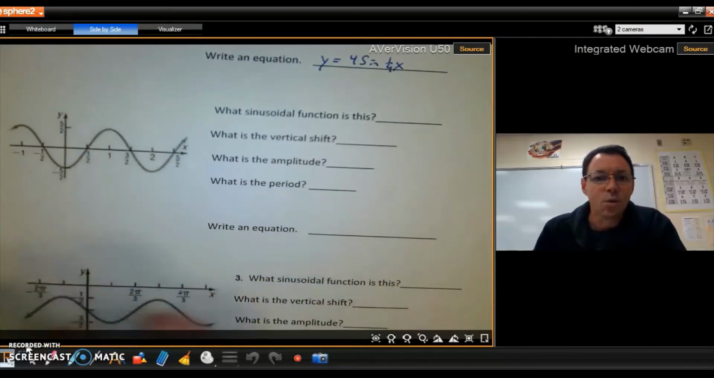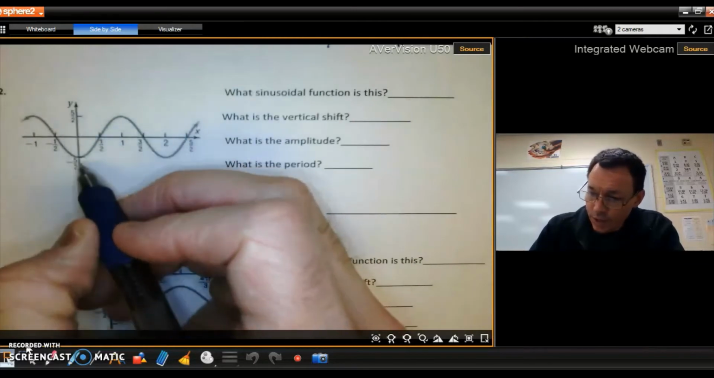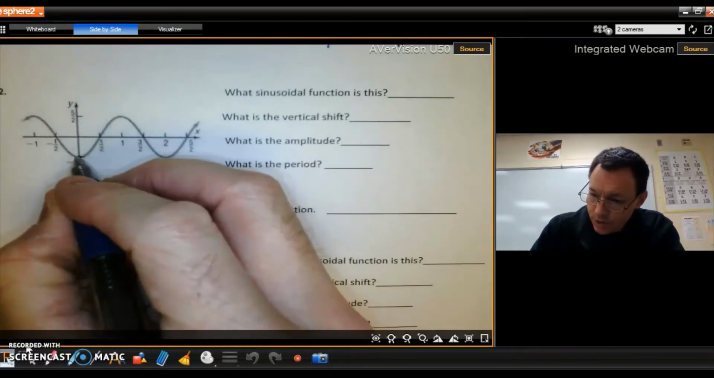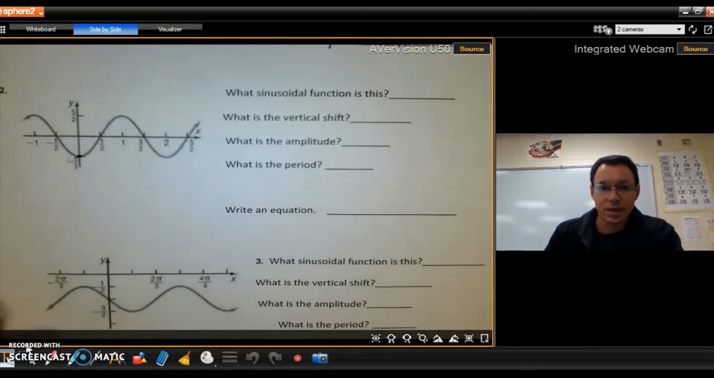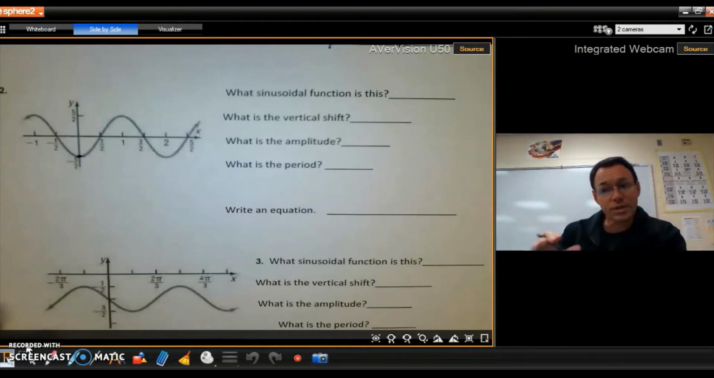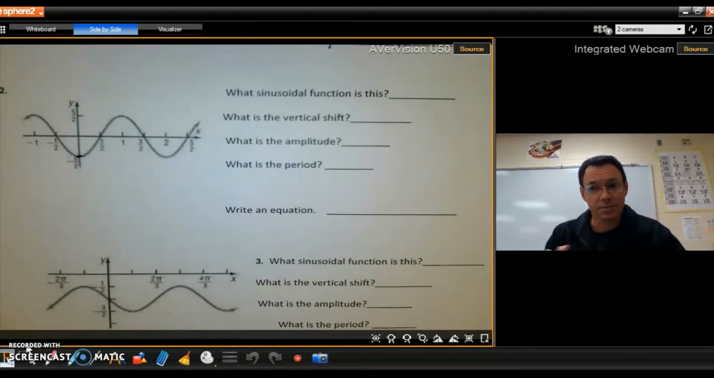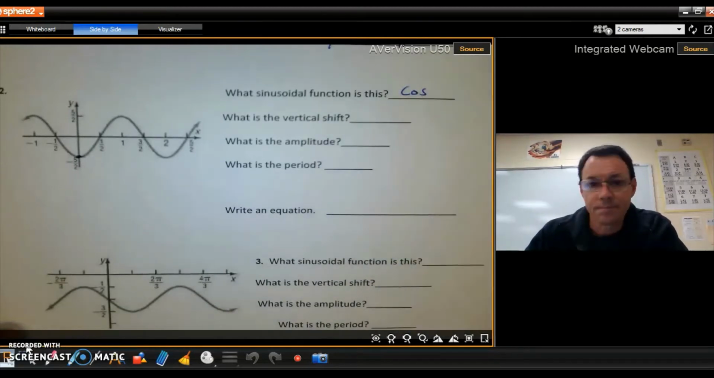First thing, what function is this? You're always going to ask yourself this. If I look at the y-axis, here's this graph's starting point. It's starting at a low point. That's what a cosine graph does. It either starts at the high point and ends at the high point, or it could start at the low point if it's been flipped, which we'll talk about in a second. But first things first, this is a cosine graph.